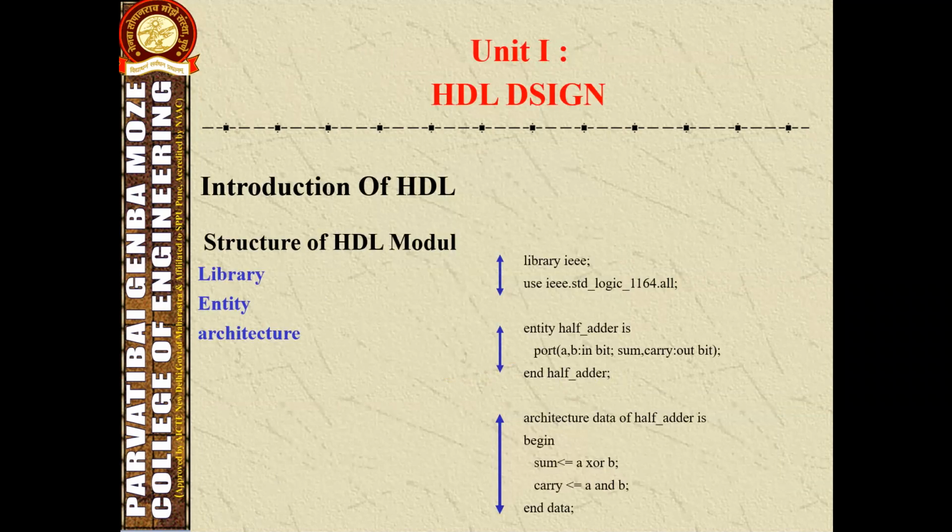In the previous lecture, we have discussed till the designing of HDL. We have seen that the HDL structure will contain these major components: one is library, second one is entity, and third one is architecture. We have seen this in detail in the previous lecture.